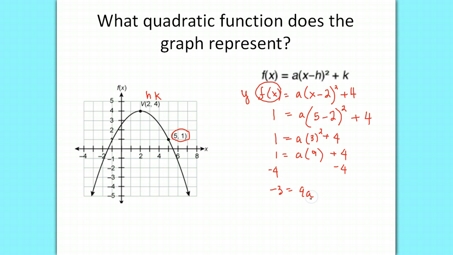And I'll just write that as 9a instead of a times 9, and then divide by 9. So this would reduce to -1/3 equals a. And now I have my a, my h, and my k. All I have to do is rewrite my equation with those values in there.